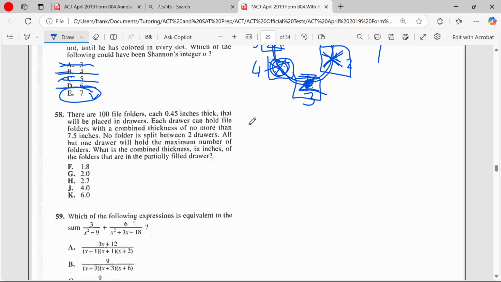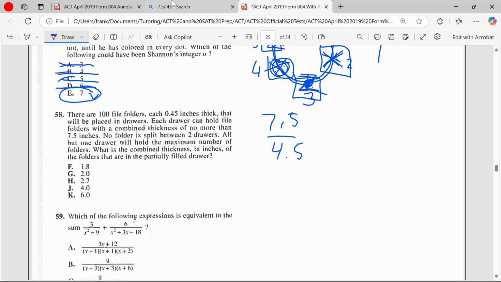All right, next one. There are 100 file folders, each 0.45 inches thick, that will be placed in drawers. Each drawer can hold file folders with a combined thickness of no more than 7.5 inches. No folder is split between 2 drawers. All but one drawer, what is the combined thickness? Well, let's see. They're 0.45 inches thick, and each can hold 7.5. So 7.5 divided by 0.45.